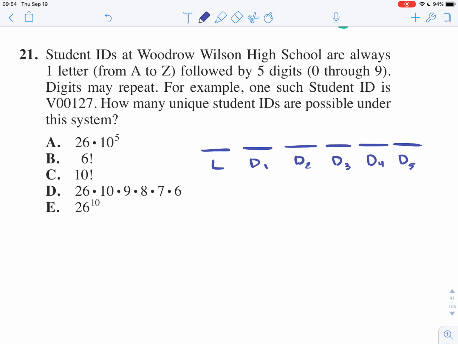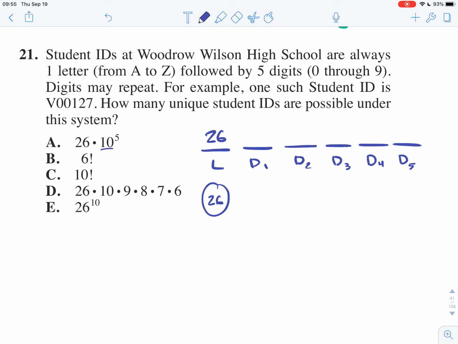Now I like to think about how many letters I can choose from. The letters have a pool, and since we're pulling from A to Z, there are 26 letters in our alphabet. So for the letter, I can choose from 26. Now, for our digits, we can choose from 0 through 9. That is technically 10 numbers. 1 through 9 is 9, but since we're including 0, that is 10.